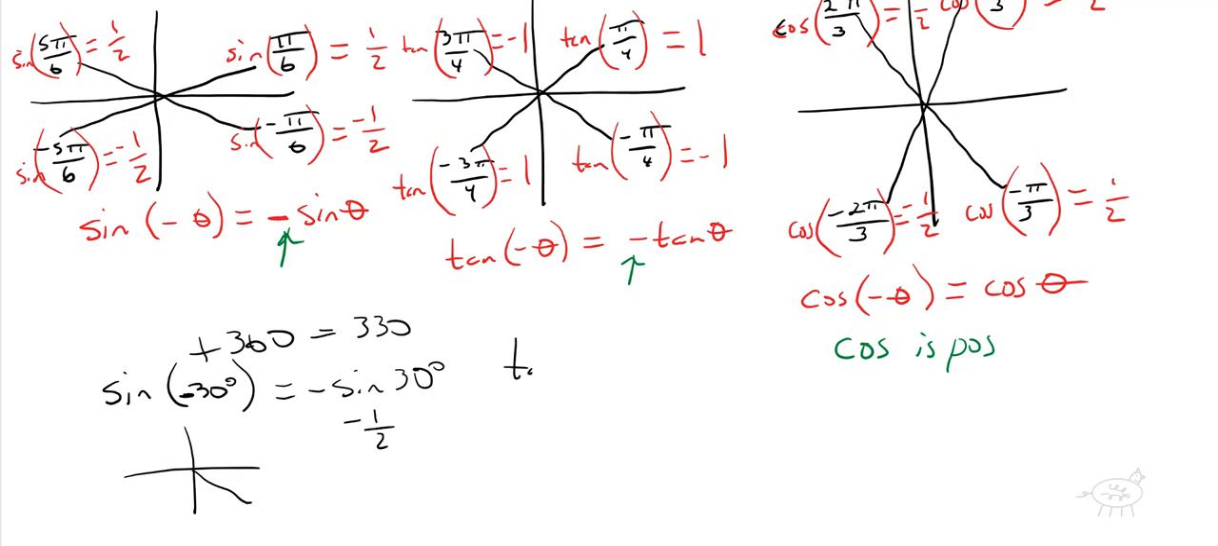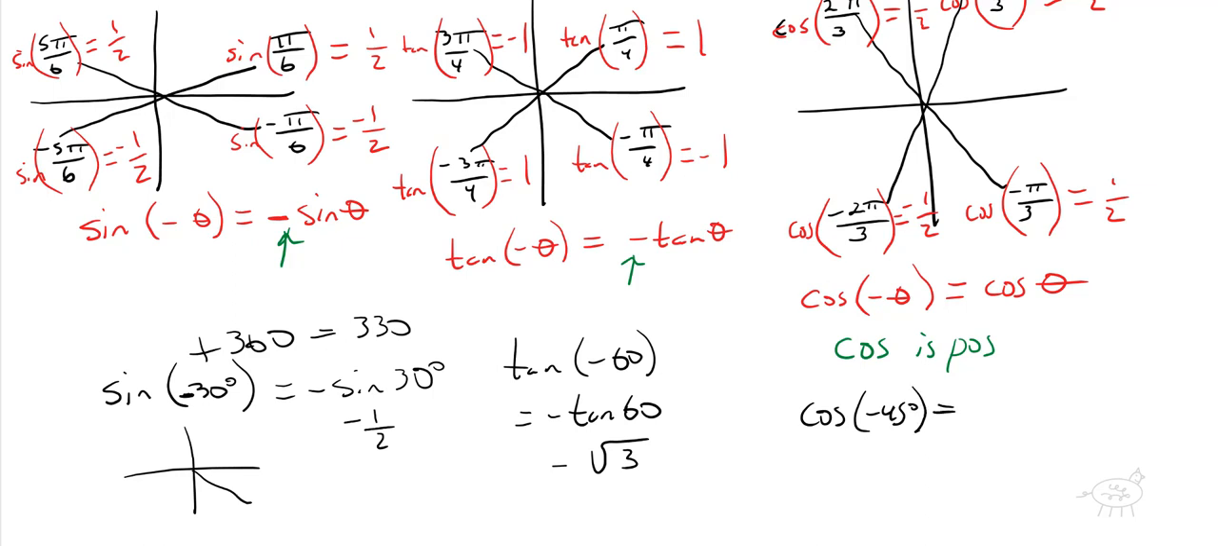Okay, so again, tangent of negative 60 is the same thing as negative tangent of 60. And tangent of 60 is root 3, so it's negative root 3. And cosine is even better, because cosine of negative 45 degrees is the exact same thing as cosine of 45, cause it's positive, baby, which then is root 2 over 2. Okay, so that's kind of the useful thing. We'll get to use that a little bit more often, but it's kind of a handy thing.